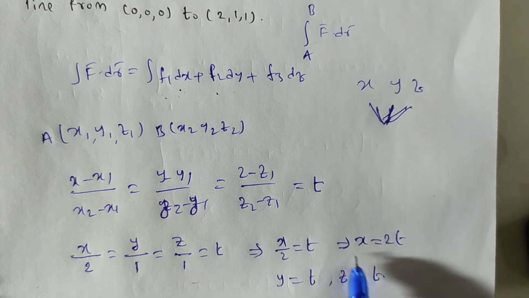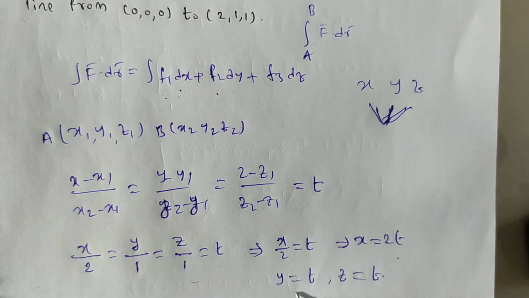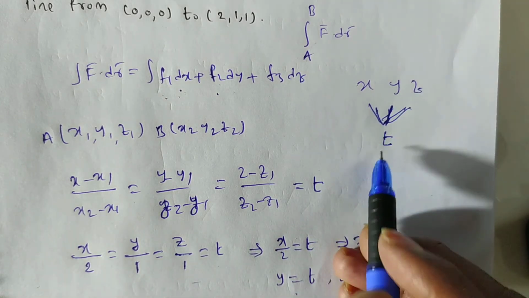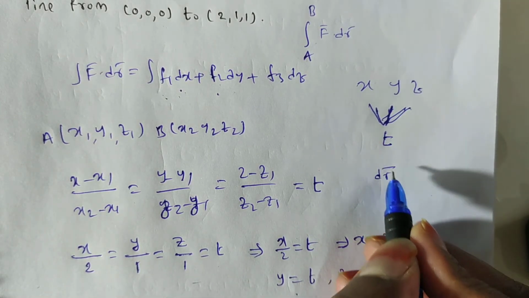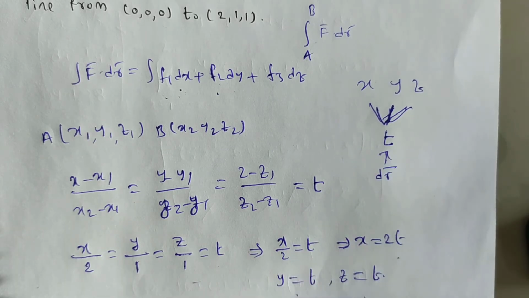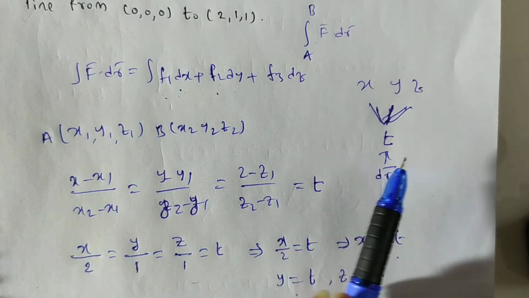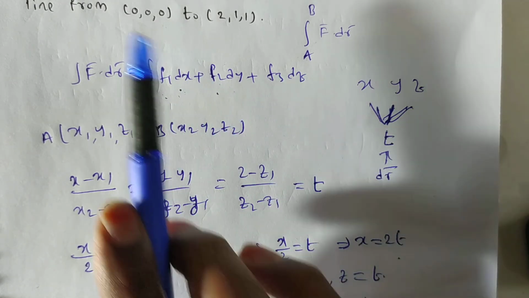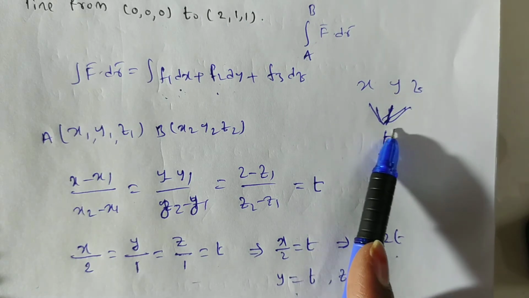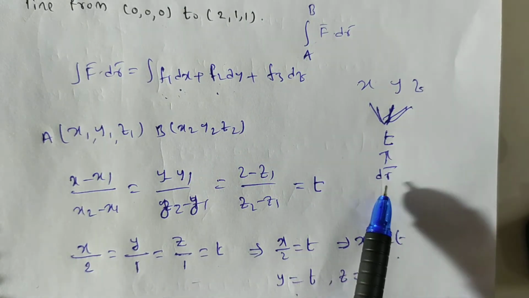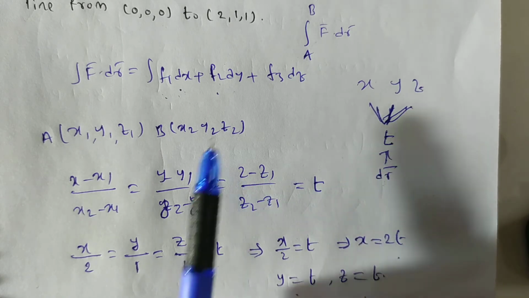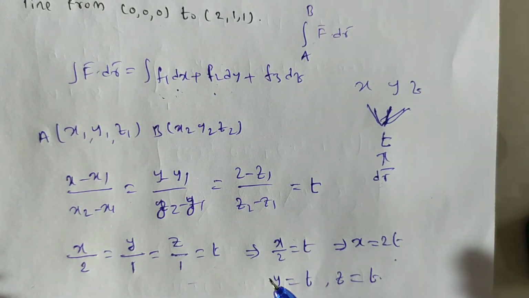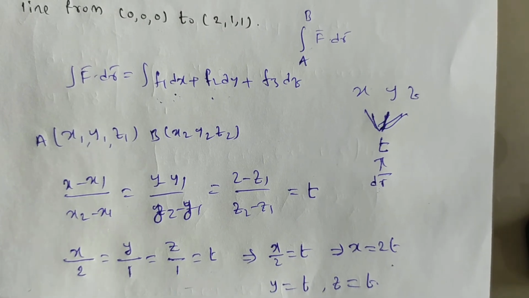Now you observe x is in terms of t, y is in terms of t, z is in terms of t. So finally x, y, z are in terms of t, and dr bar is also in terms of t only. So we have to integrate this one now. This integral, f1, f2, f3 are in terms of x, y, z, so finally f is a function of t, and similarly dr bar is also a function of t. Hence that integrand will be a function of t. So you require the limits for t only, right? Yes or no? We require the limits for t.